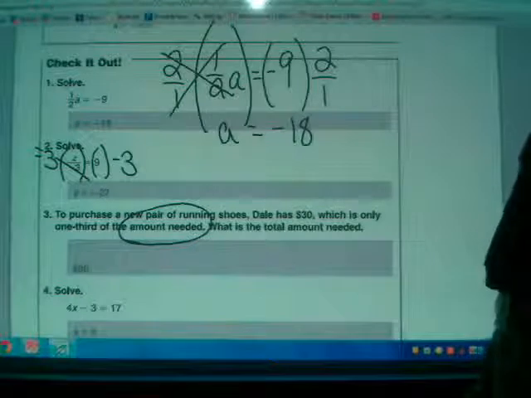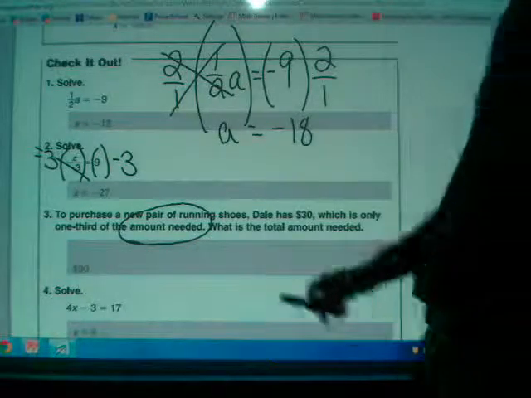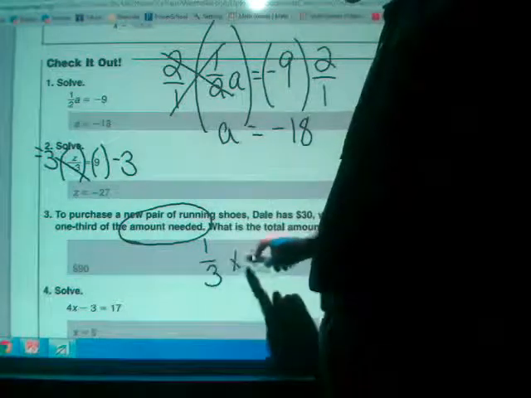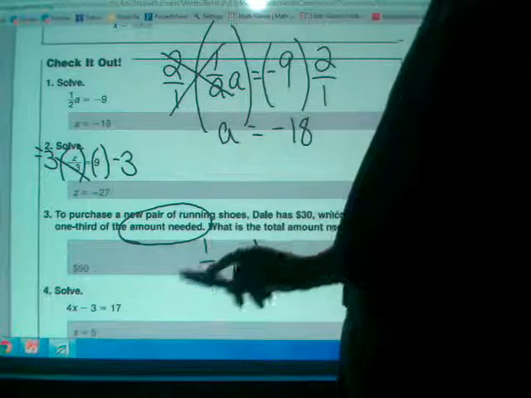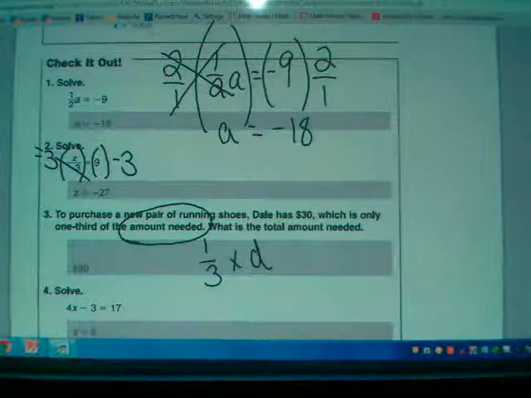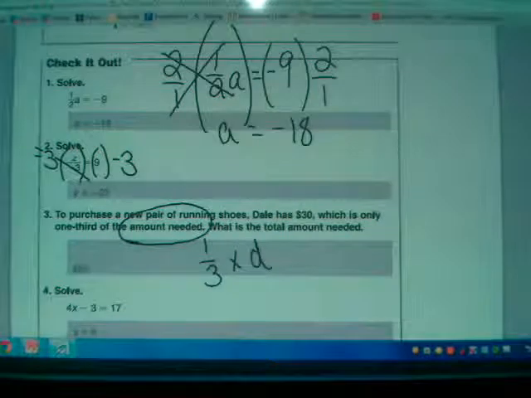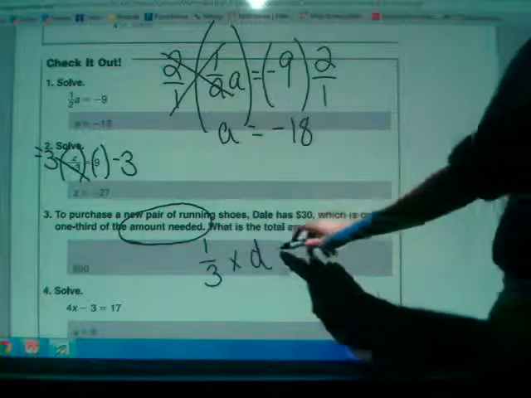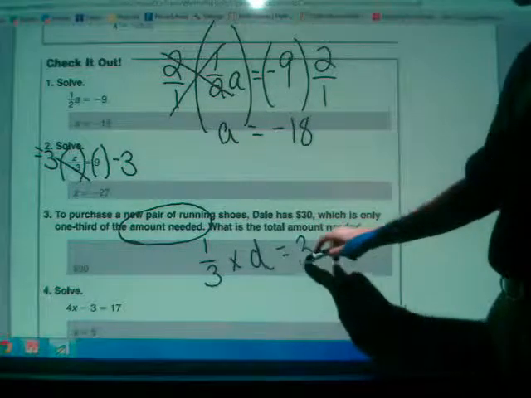It's 1/3 of the amount needed. So that's 1/3 times D. And we could just write that as a third D if you want to. That would, of course, be the same thing. And, of course, they'll then tell us that 1/3 times D is the same as $30, which is how much money Dale has right now. So this whole thing equals 30.